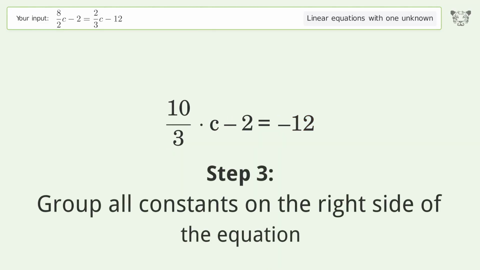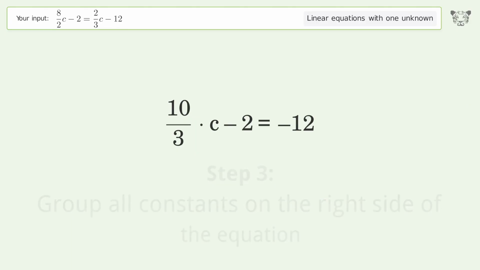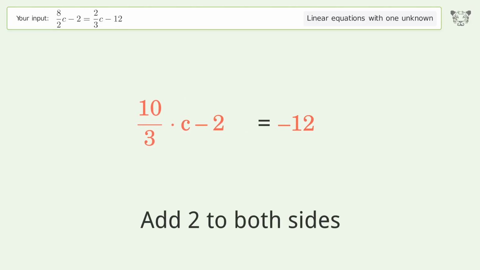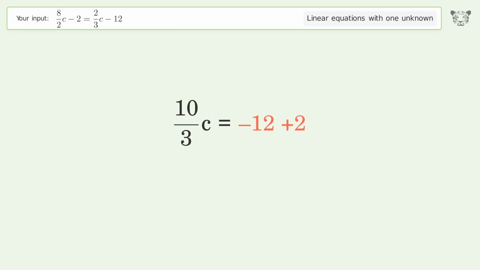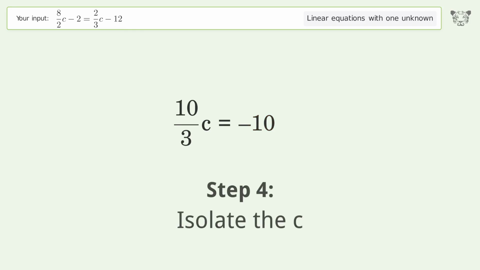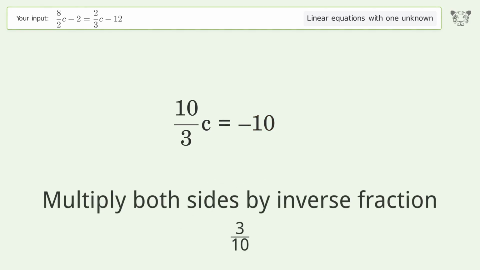Group all constants on the right side of the equation. Add 2 to both sides. Simplify the arithmetic. Isolate the c. Multiply both sides by inverse fraction 3 over 10.